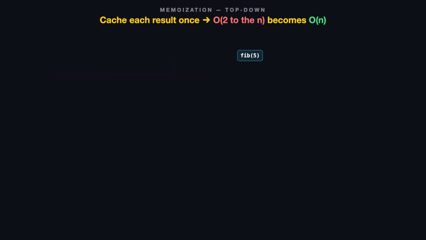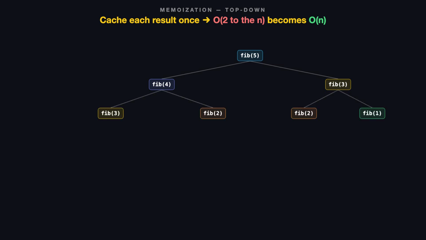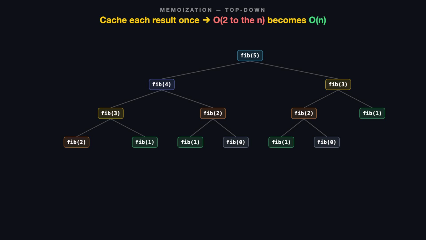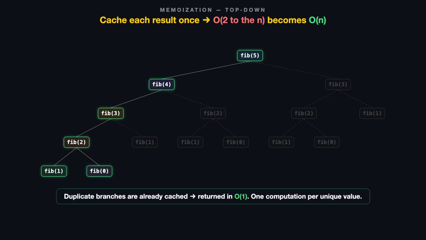First, memoization, the top-down fix. Top-down means you still write the natural recursion. But you keep a cache. A little memo pad. Before computing fib of k, you check the cache. Seen it before? Return the stored answer instantly, in O of 1. Never seen it? Compute it once, then write it down.